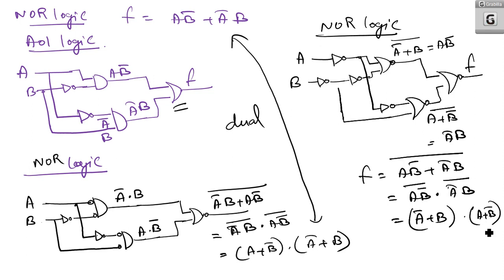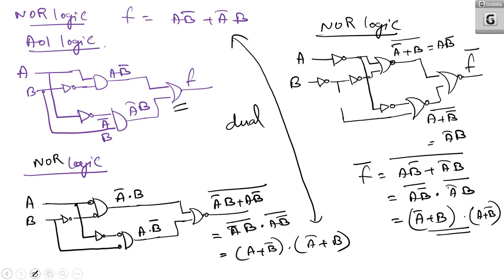So here again you are getting the dual form. If you are getting the dual form, what you have to do? You have to NOT it. So here you are getting F bar. So this is F bar and you have to NOT it. That is all.